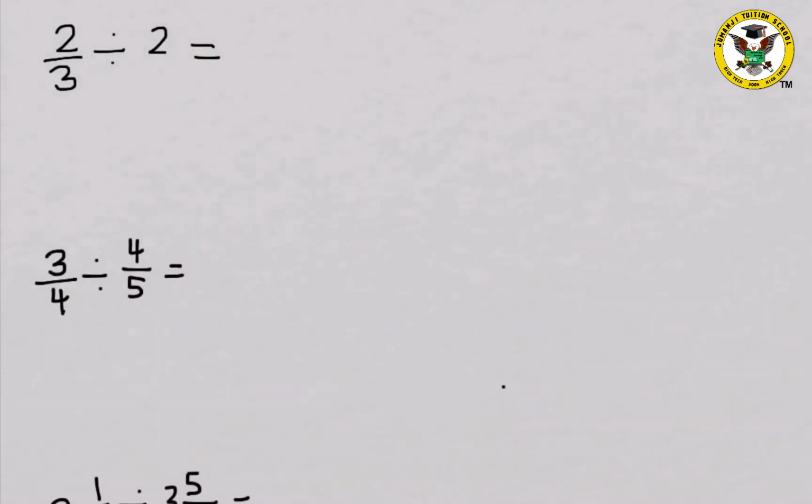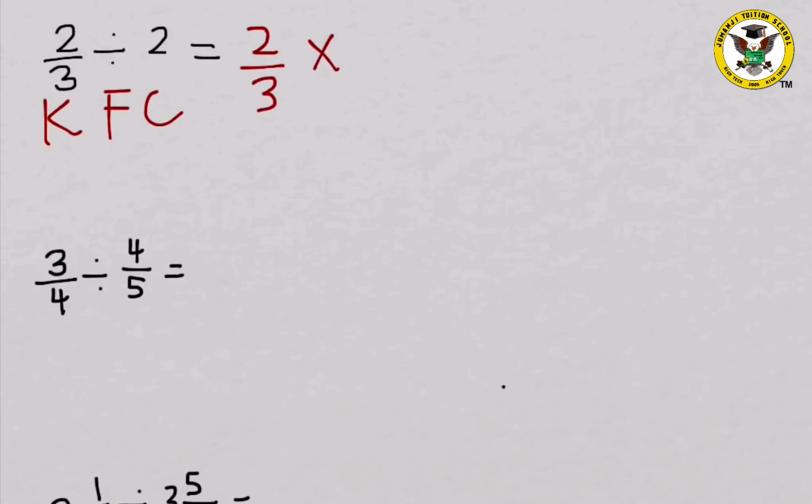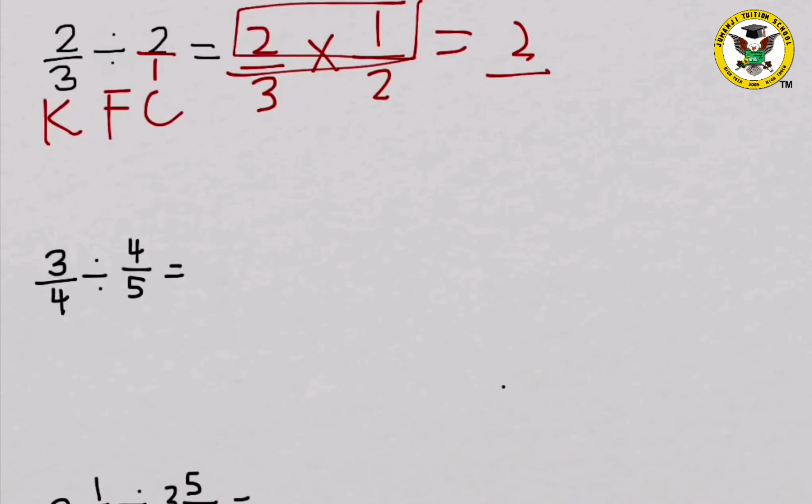When it comes to dividing, we need to use the term KFC, okay, which means keep, flip, and change. So first, you keep 2 over 3. Next, you flip divide into times. And then for 2, whole number is always over 1. So you change 2 over 1 into 1 over 2. So here, 2 times 1 is 2 over 3 times 2, which is 6. And then you can simplify it into 1 over 3.